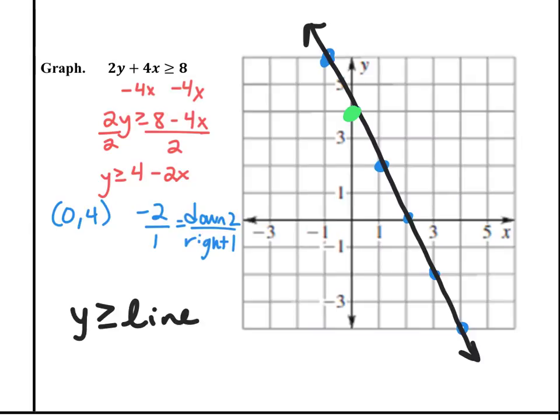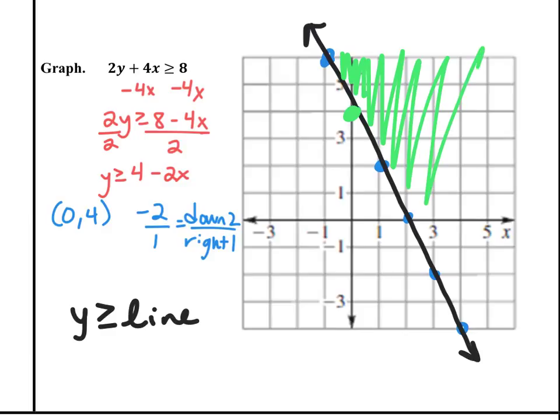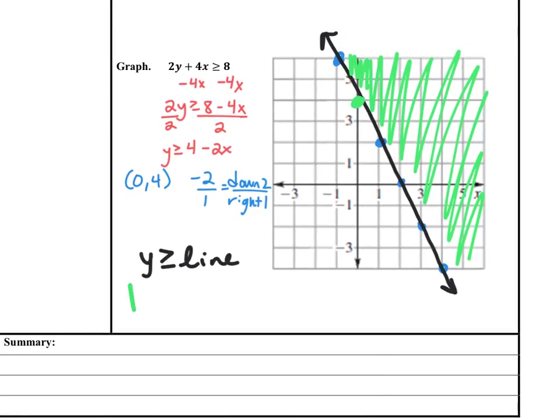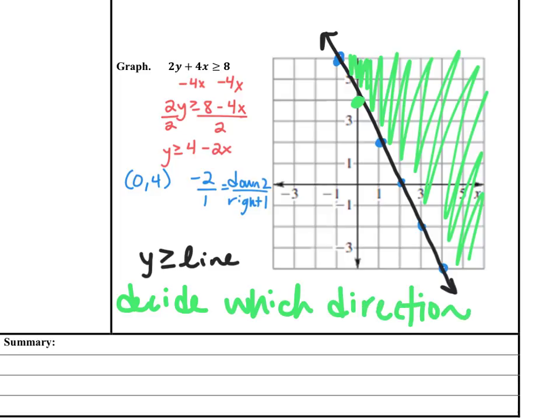I'm going up because it's greater than, which means I'm shading the area up here, which keeps going and going and going all the way down. So you have to shade this entire area. Okay. So decide from your y-intercept which direction to go. If you want to make a note of that, there you go.